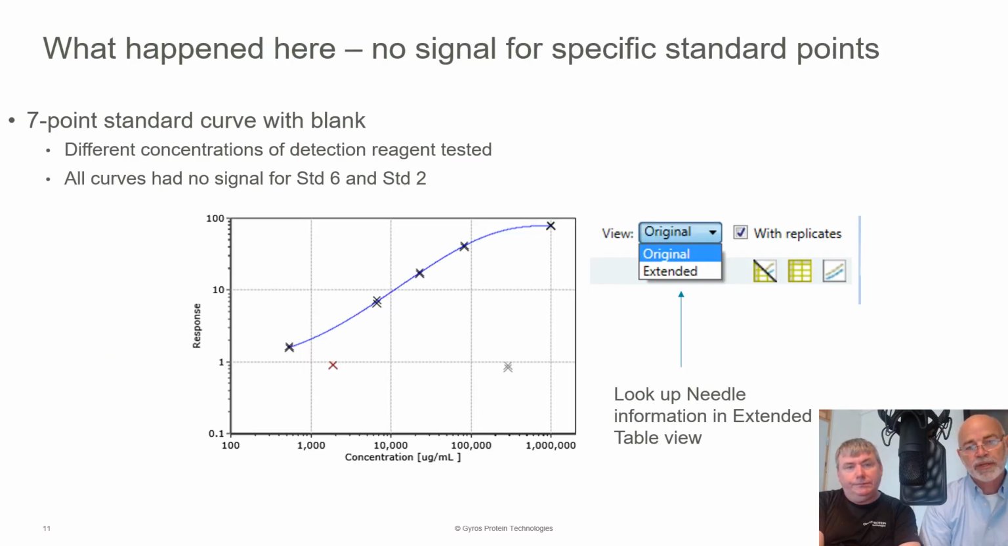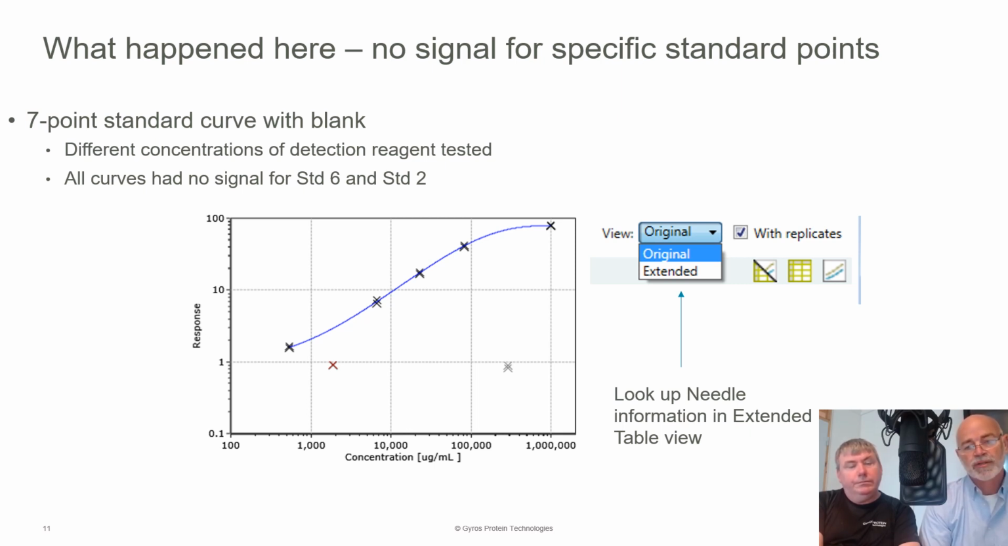So here's another example where you had unexpected dropouts. We're looking at a standard 7-point curve. And we had different concentrations of detection reagent being tested. So this is a detect titration. And looking at one example of the curve here, you see that standard 6 and standard 2 were totally dropped out. No signal in either one of them.